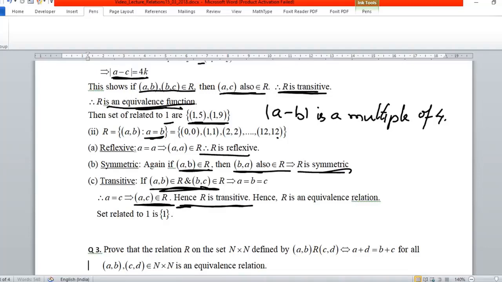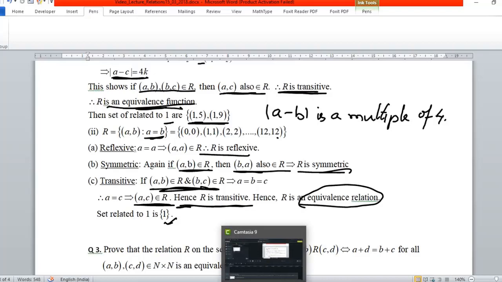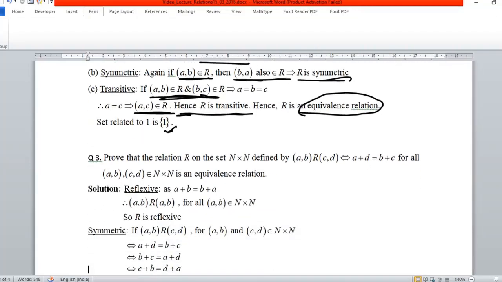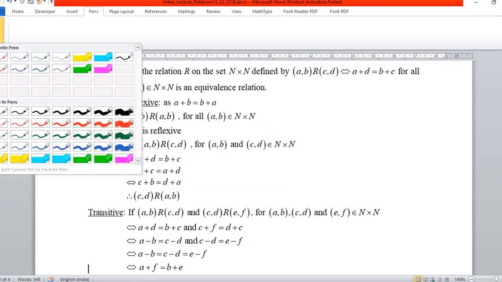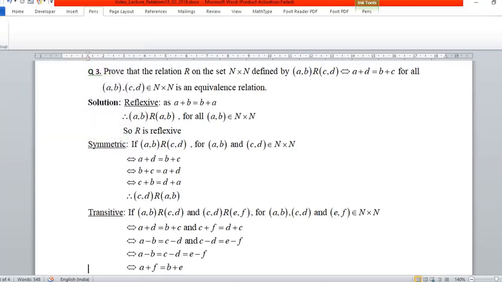and hence R is transitive in nature. And since R is reflexive, symmetric, and transitive, R is an equivalence relation. We need to find elements which are related to 1 under this relation, and clearly as 1 comma 1 is present in this relation, the element related to 1 is 1 itself, so it is a set containing element 1. Let us move on to the next question. Now let us take the next question.